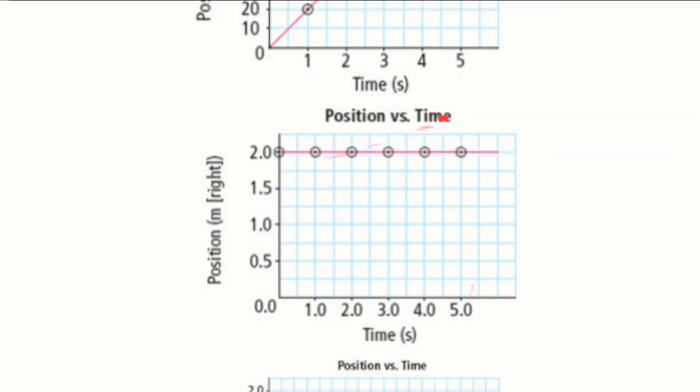Perfect, Ava. So it doesn't matter what the time is, the object's still at the same spot. 2 meters, 2 meters, 2 meters. So the object's always 2 meters to the right. So if you see a horizontal line on a position time graph, that means your object's not moving, which is different than a velocity time graph, which we'll get to here in a second.